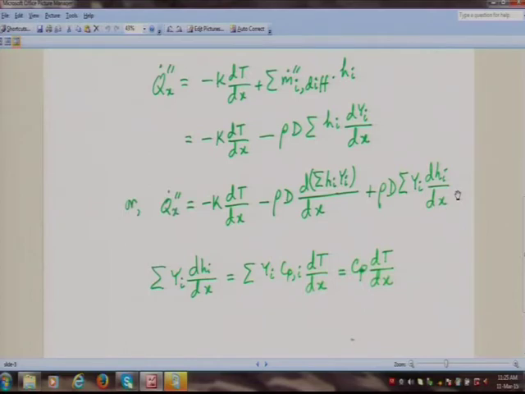Fine. Let us also notice what we have here. y I d h I dx is the same as y I c p I dt dx, assuming that dh can be written as cp dt. In any case, we are assuming ideal gases, and at the next step we write that equal to cp dt dx. How? Summation y I c p I must be cp of the mixture. That is why this whole term summation y I d h I dx becomes cp dt dx. We are doing lots of manipulations.